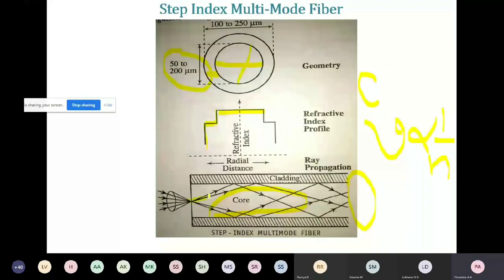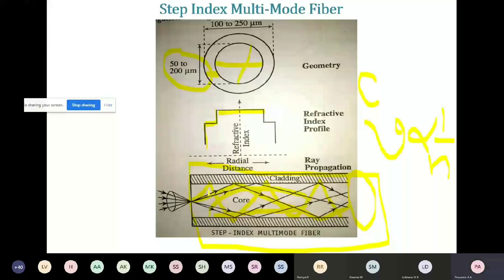For example, this light ray is undergoing fewer total internal reflections. Within this much length itself, this light ray is undergoing only 2 total internal reflections. And if there is a light ray which undergoes a higher number of reflections like this, it travels a longer distance because its zigzag path is longer. It travels a longer distance as compared to the other light ray that is undergoing fewer reflections.